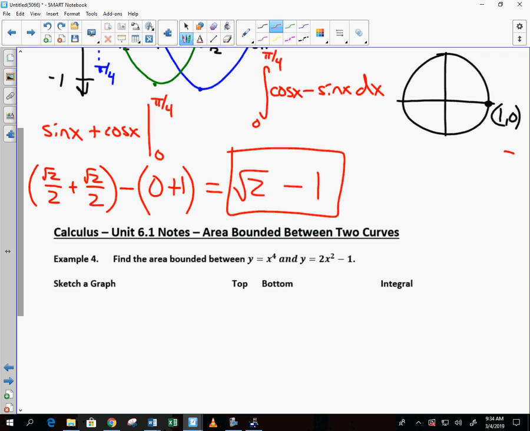Let me change the problem. What's a over 2 plus a over 2? That's 2a over 2, right? It's just a. Half of an a plus half of an a makes 1 whole a. Half of a root of 2 plus half of a root of 2 makes 1 whole root of 2.